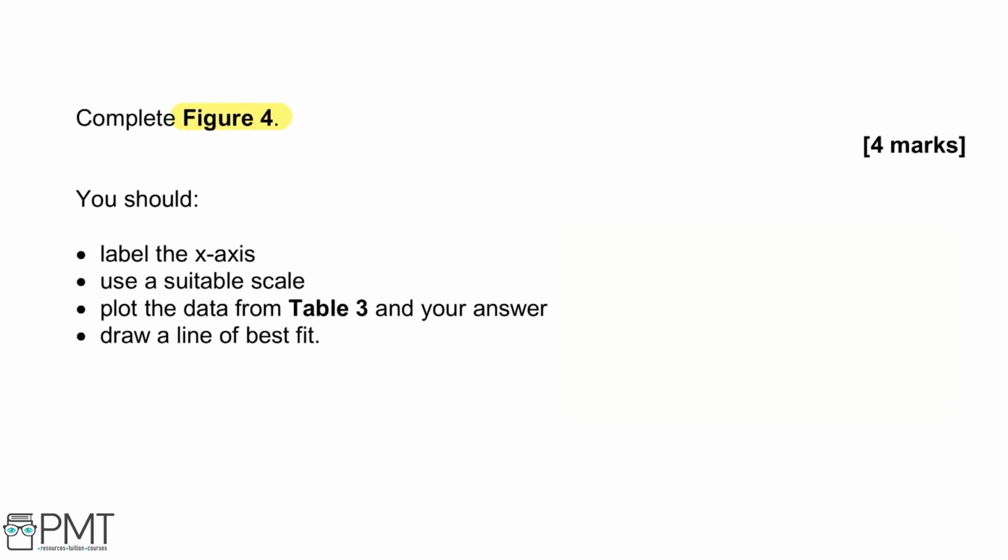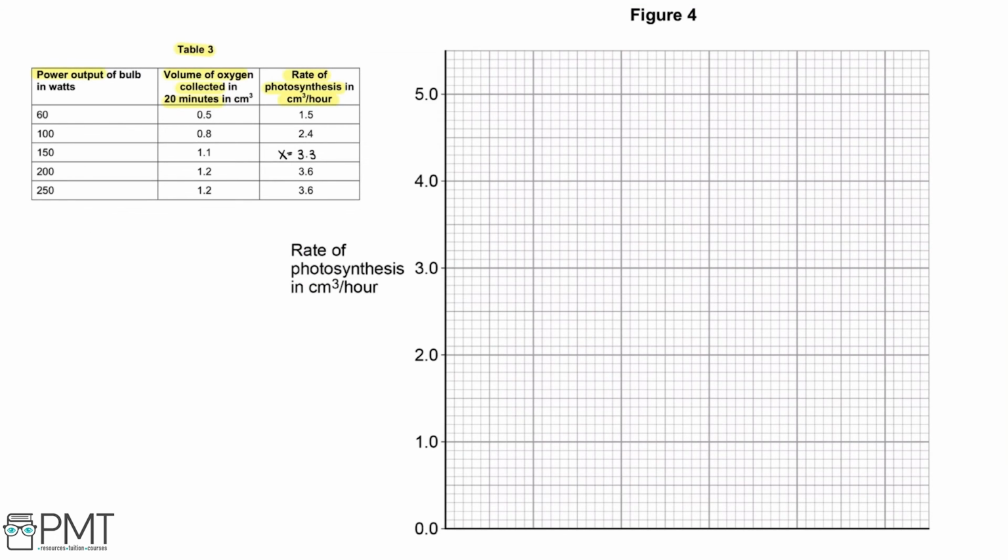Complete figure 4. You should label the x-axis, use a suitable scale, plot the data from table 3 and your answer to the previous question, and then draw a line of best fit. And the question is worth 4 marks in total. So here we've got figure 4, it's an empty graph and we have to complete it using the table on the left hand side. And in order to do that, you've got to fill in your x-axis. So as a rule, the independent variable will always go along the x-axis, and the dependent variable, so that's what you're measuring, will go onto the y-axis.